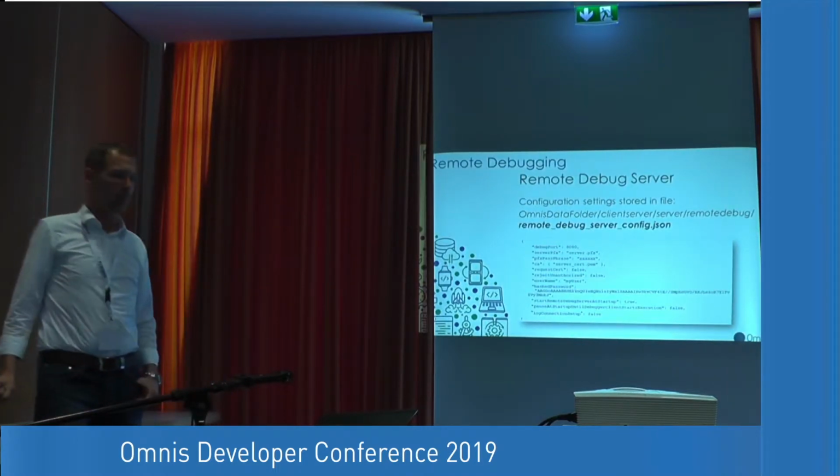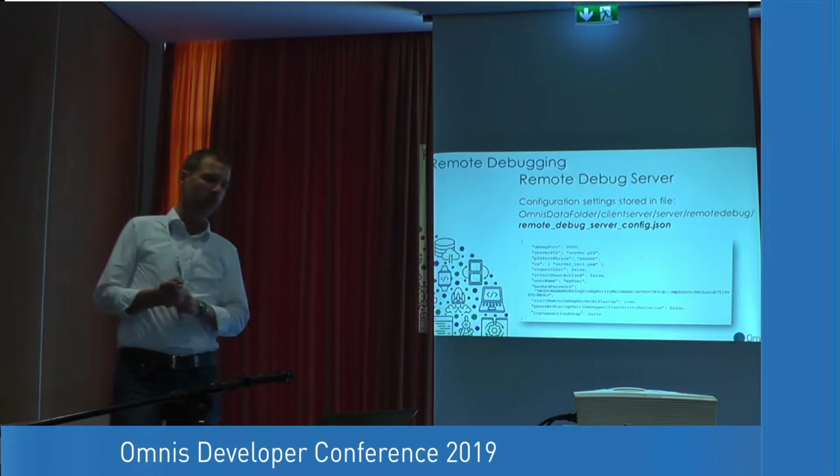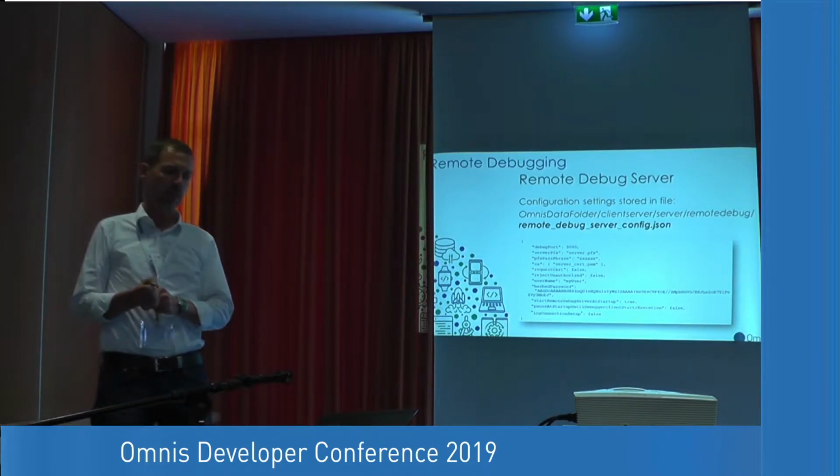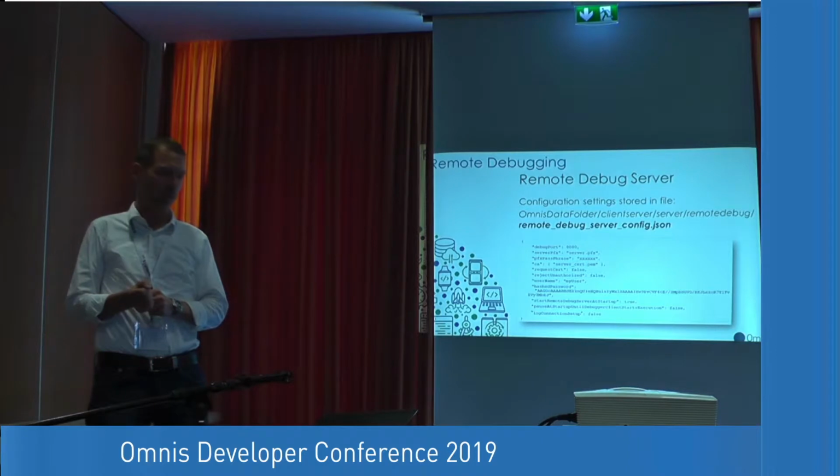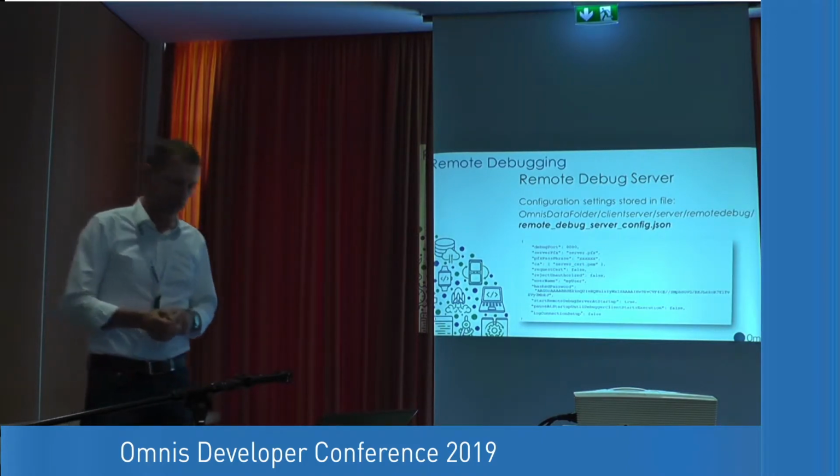These settings will be saved in a file which is called Remote Debug Server Config. It's a JSON file and it's inside your Omnis installation. If you want to, you could edit it manually as well.